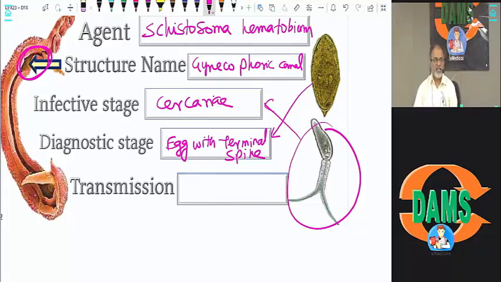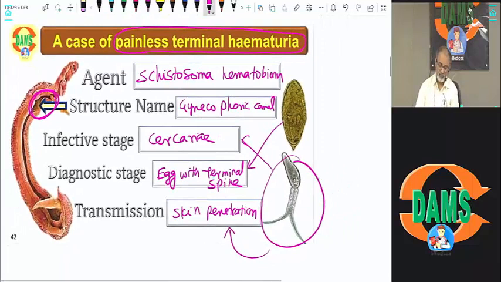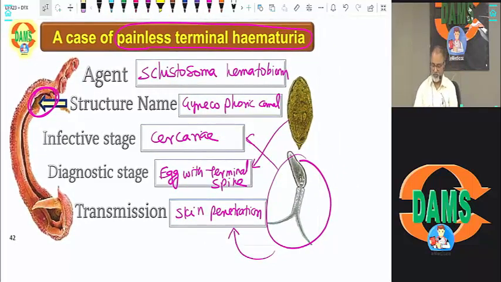The cercariae penetrate the skin. Skin penetration. Case of painless terminal hematuria, cercariae penetrate the skin. At the time of penetration of skin, it causes an itch called swimmer's itch or cercarial dermatitis. This is called Schistosoma.